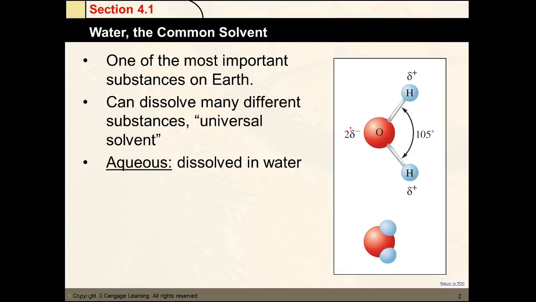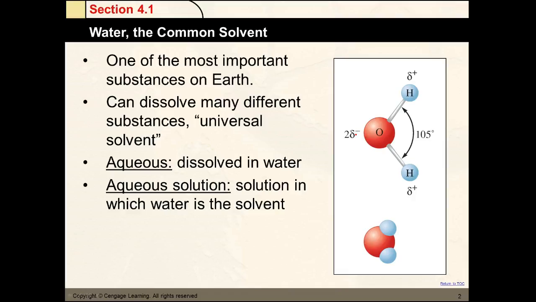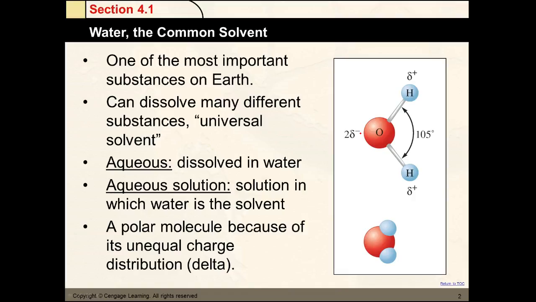But first, let's define a couple terms. First, aqueous means anything that is dissolved in water. So if you dissolve something in water, it's called an aqueous solution. And that is our next definition. Now, we call water a polar molecule because it has this unequal distribution of charge. And so we refer to these as delta positives and delta negatives.